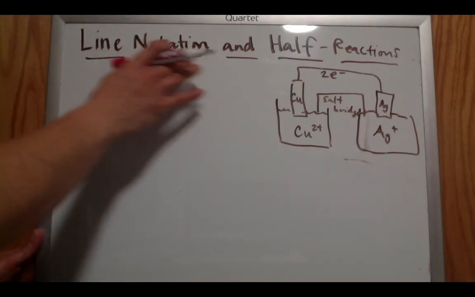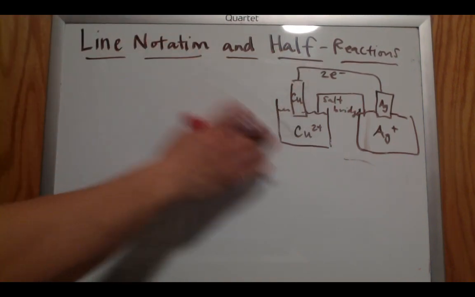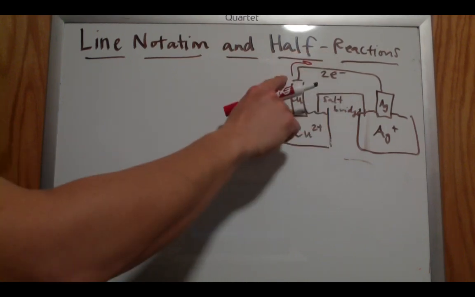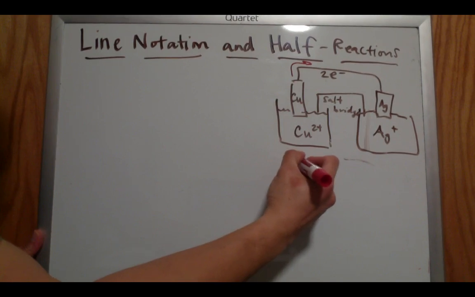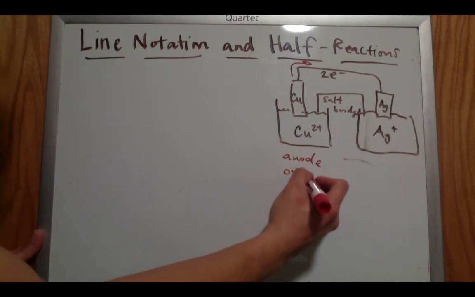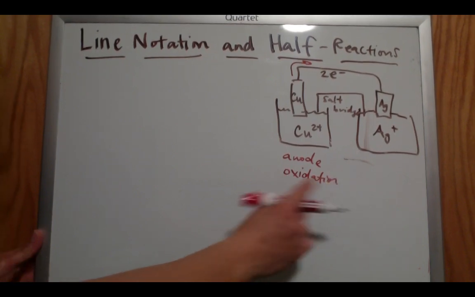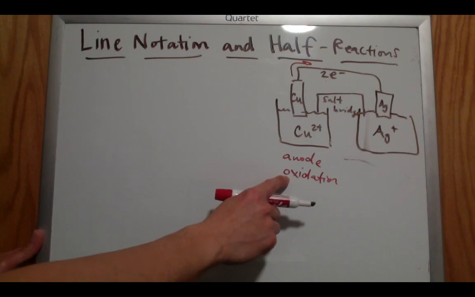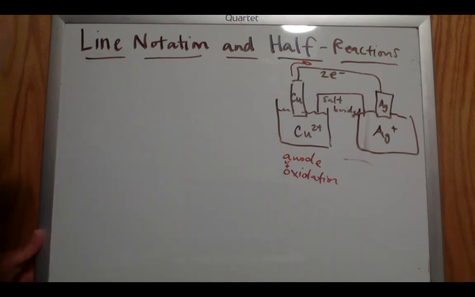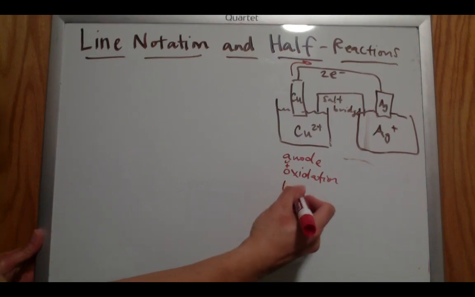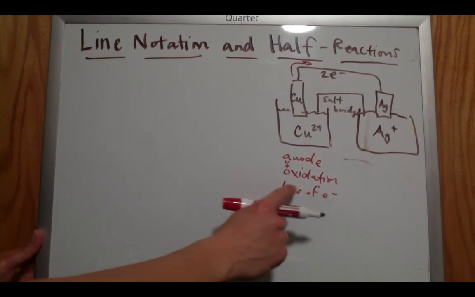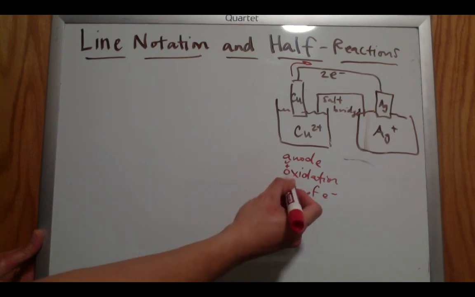Now we're going to take a look at line notation and half reactions for what we have in a galvanic cell. If we take a look here, the electrons are traveling away from this side. That means that if they're traveling away, this is the anode. And remember, the anode is where oxidation happens. How do we remember that? A, anode, and O, oxidation: AUTO. Anode is where oxidation happens. And remember, oxidation is a loss of electrons, because LEO, loss of electrons, is oxidation, or oxidation is loss, like OIL.